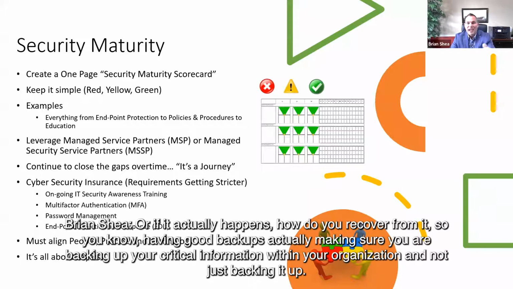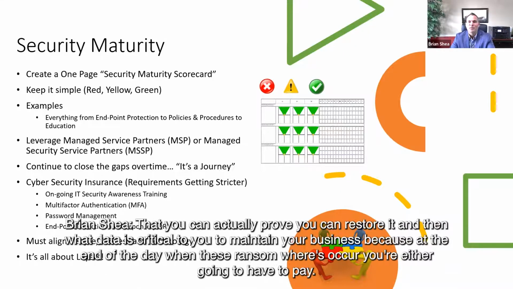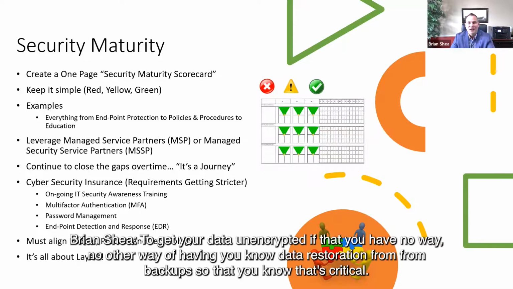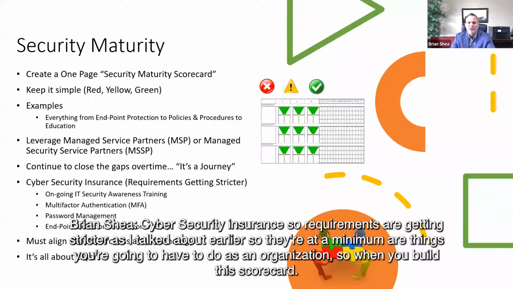So, having good backups, actually making sure you are backing up your critical information within your organization, and not just backing it up, but that you could actually prove you could restore it. And then, what data is critical to you to maintain your business? Because at the end of the day, when these ransomware attacks occur, you're either going to have to pay to get your data unencrypted if you have no other way of restoring data from backups. So that's critical. Cyber security insurance: requirements are getting stricter, as I talked about earlier.